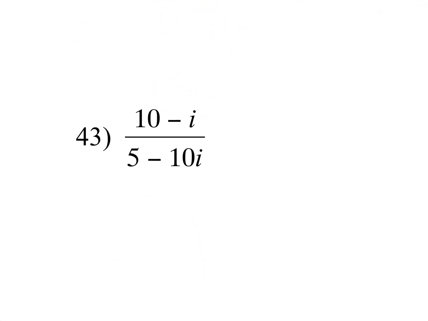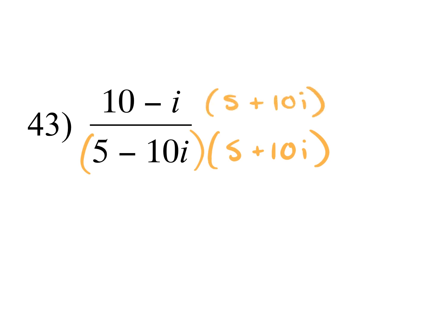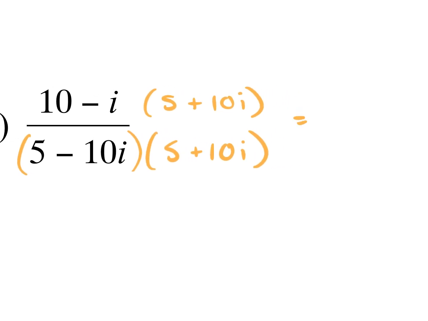Let's do 43. What do I need to do first? 5 plus 10i. Awesome. We want to multiply it by the conjugate of our denominator. So that would be 5 plus 10i. What do I have to multiply to the top? Same thing, 5 plus 10i. So whatever you multiply to the bottom, you have to multiply to the top too. Let's multiply out the top first. So we need a FOIL.